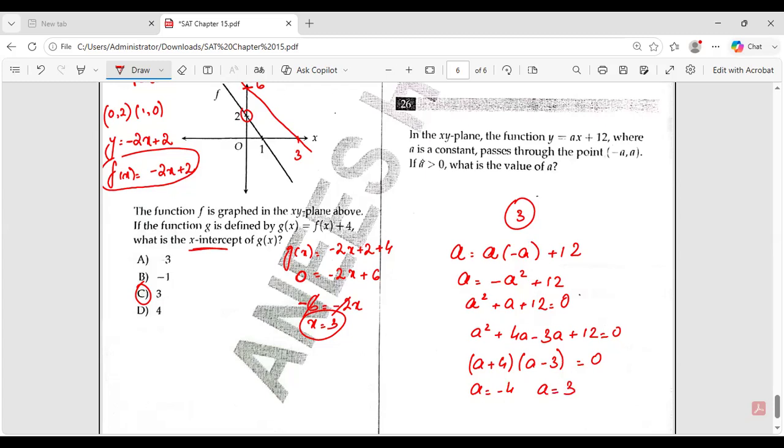Your question says a is greater than 0, so minus 4 cannot be your answer. a is equal to 3 is the final answer. So that is a non-calculated approach which you can solve again within 1 minute. It is the basic concept.